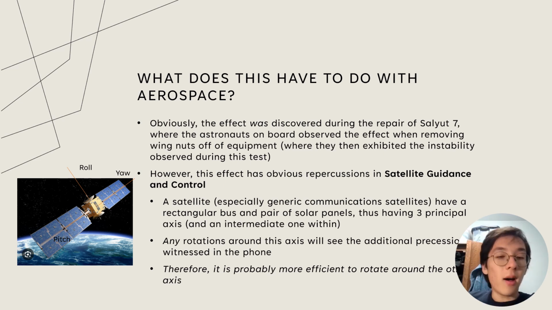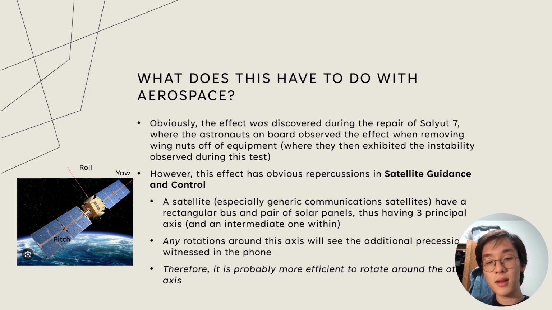However, the more obvious effect, the more relevant effect to aerospace, is in satellite guidance and control. So a satellite, when in orbit, is very rectangular and has long, thin solar panels. This, of course, lends us to having three principal axes, with two being the minimum and the maximum moment of inertia. And as a result of that, whenever you rotate the satellite around that intermediate axis, you're still going to observe that same sort of instability that you might have seen in my phone, even if it might be somewhat mellowed out by the weight of the satellite.